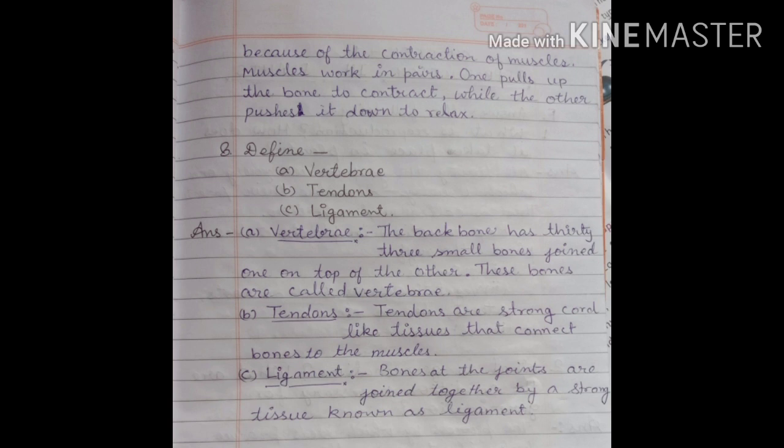Now the last question. Define vertebrae, tendons and ligaments. Answer. First, vertebrae. The backbone has 33 small bones joined one on top of the other. These bones are called vertebrae. Second is tendons. Tendons are strong cord-like tissues that connect bones to the muscles. Third, ligament. Bones at the joints are joined together by a strong tissue known as ligament.